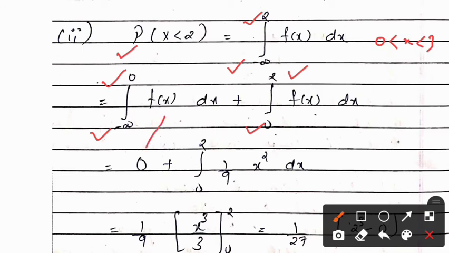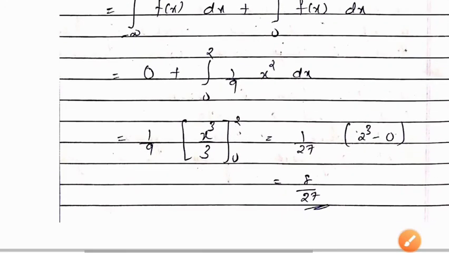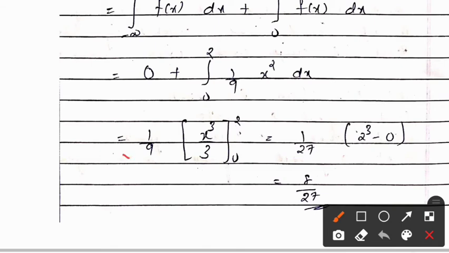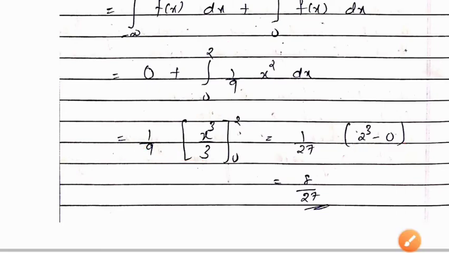So again this term will be 0, and the value for 0 to 2 is 1 by 9 x square. Again I will put 1 by 9 as constant, and I will take this 3 outside, so you get 1 by 27. So x cube will be, we'll put x equal to 2, so 2 cube minus 0 cube is 0. On simplifying this, you get 8 by 27.